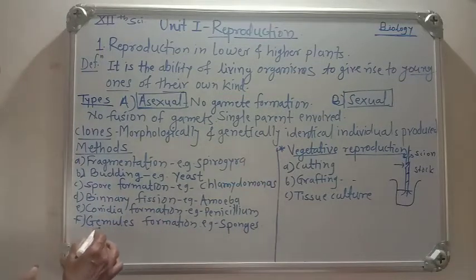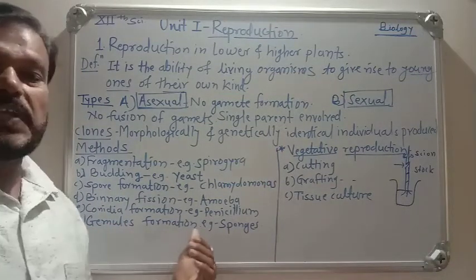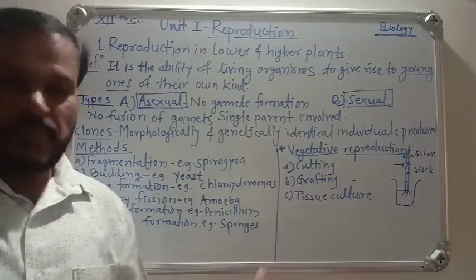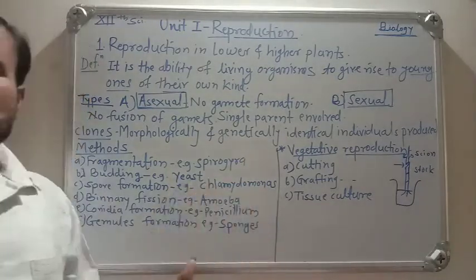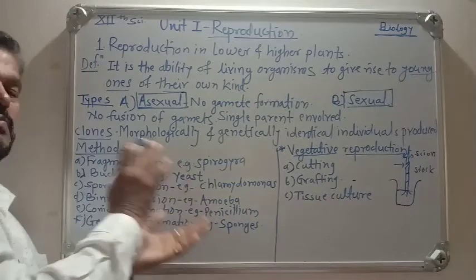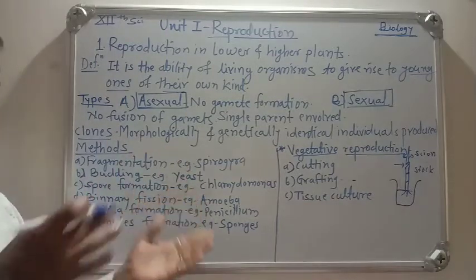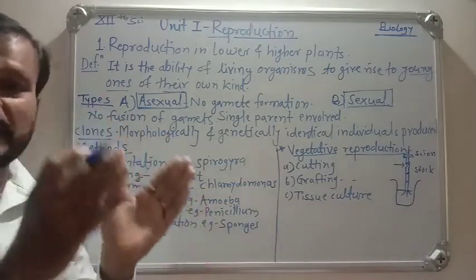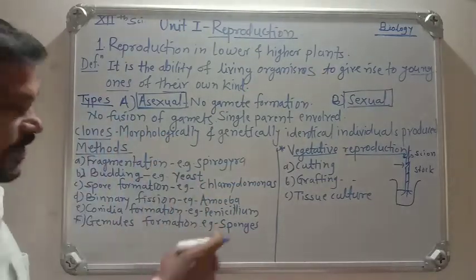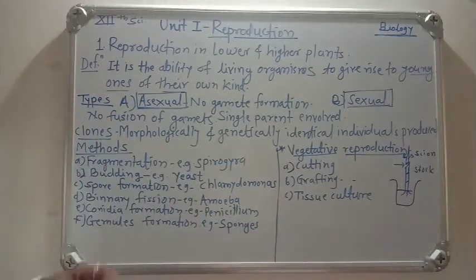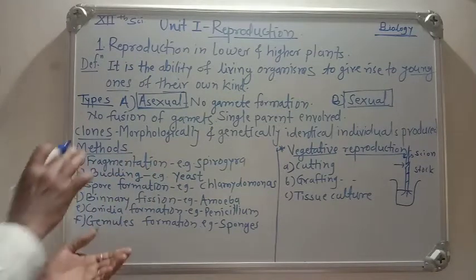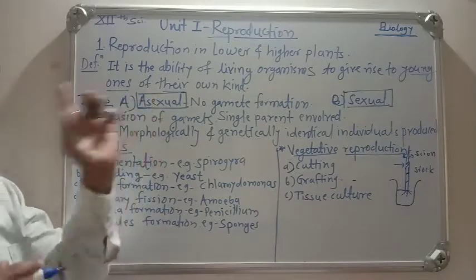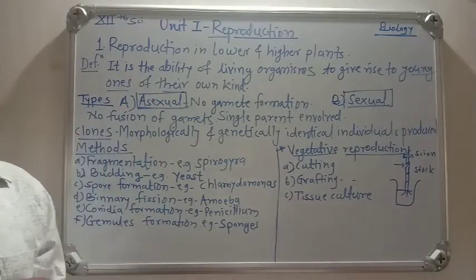And the last one, gemmule formation. It takes place in the sponges. Some examples belong to animals and some examples belong to plants. Here we have studied comparatively. While studying reproduction in animals, we will discuss in detail gemmule formation, binary fission, conidia formation, budding, etc. These are the different methods of asexual reproduction.